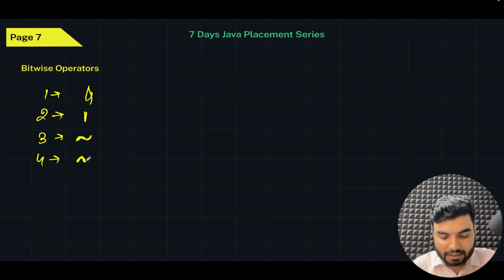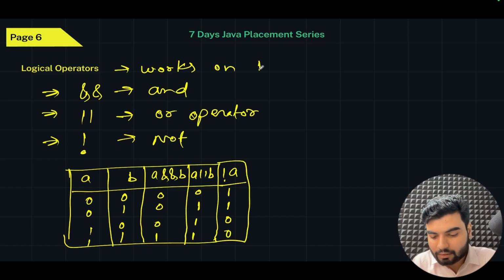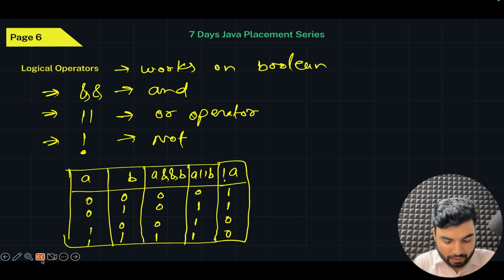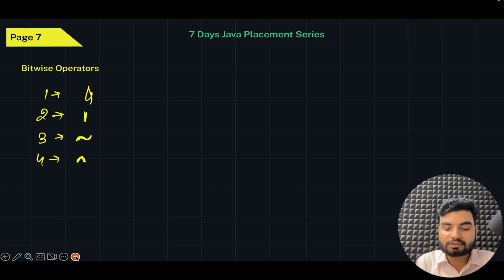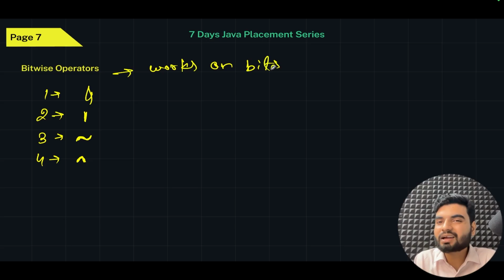The thing is, they work on bits. You need to remember, logical operators work on Boolean or truthy and falsy values, right? Here they work on numbers and bits. If you're passing a number, they'll convert it into bits, then they'll work. They also have the same meaning.